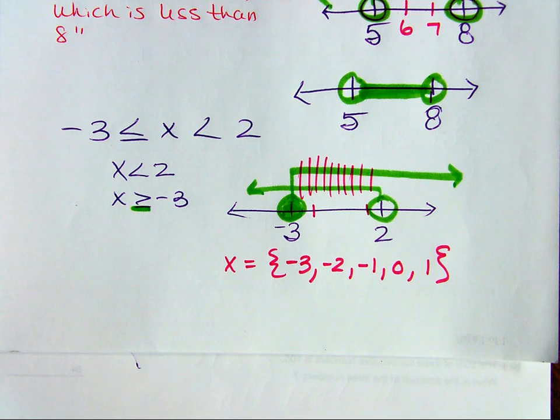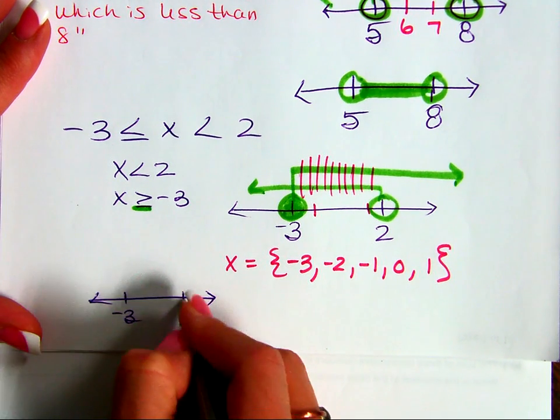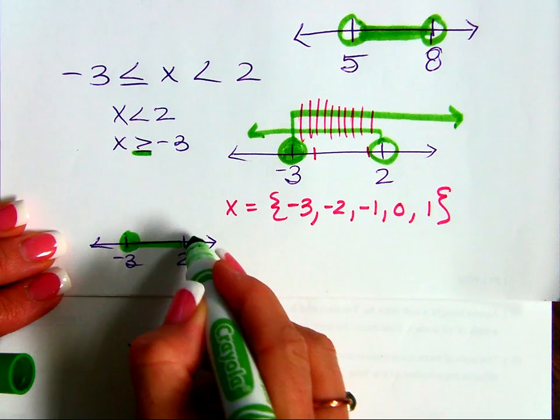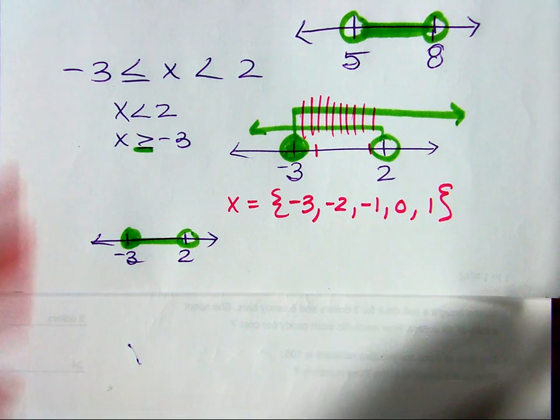Okay? So your graph for that you will see in the book will say -3, 2. It'll be colored in here and open here. Okay? Like a little barbell or something.